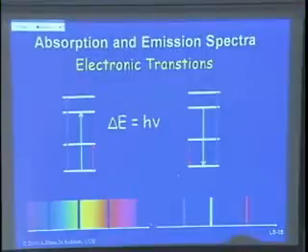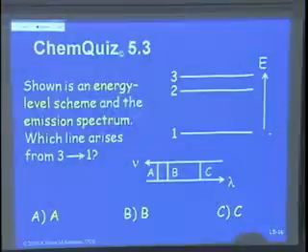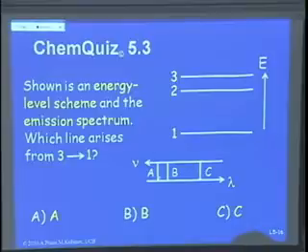So let me ask you a question now. So you see, this is the energy spacing. This is increasing energy. These are the energy differences. And you get this emission spectrum. And this is our energy level, n equals 1, n equals 2, n equals 3. And this is our energy decrease and our energy increase, frequency increase. So which line arises when I go from 3 to 1? Will it be line C, B, or A? Which one will it be? A, B, or C? If I go from level 3 to level 1. Think about it.